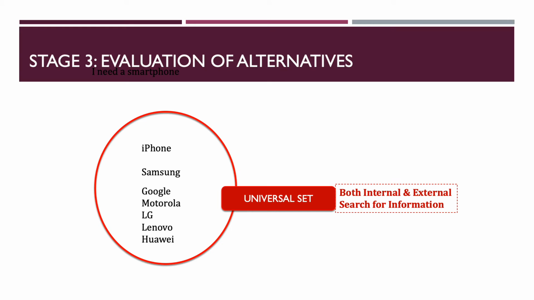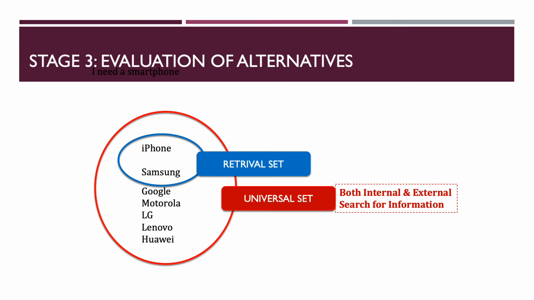This universal set is a result of both internal and external search for information, because I used my memory, which was my internal search for information, and I asked you guys to tell me other brands, which is external search for information. As I said, iPhone and Samsung were the two brands that came to my mind that I brought forth from my memory. So iPhone and Samsung is my retrieval set. It depends on my internal search for information. It is the result of my memory when it comes to smartphone brands.